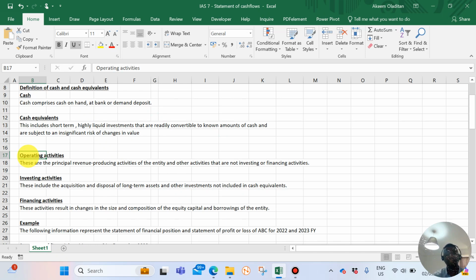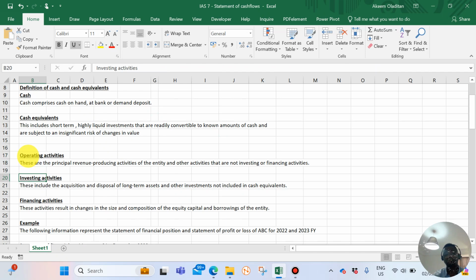Financing activities are activities to raise finances for the organization, and in any form this would impact the size and composition of equity in terms of capital for the business, and also borrowings. When you go to the bank to borrow funds, it will impact your leverage ratio, and when you source funds through issue of shares, it will also impact your debt equity ratio. So those are the three activities in terms of IAS 7 that we need to follow.